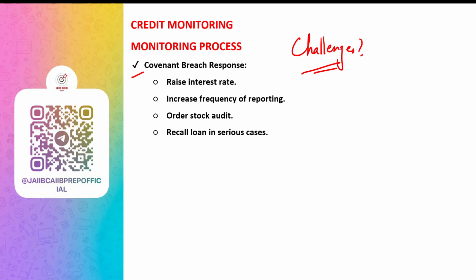Now, what if the covenants are broken, so the conditions are not met? What about the event of default? If the borrower fails to follow agreed terms, the bank can increase the interest rate, say from 10% to 12%, demand reports more frequently, or order a stock audit, and can recall the loan, meaning to say ask for repayment, if the violations are serious.